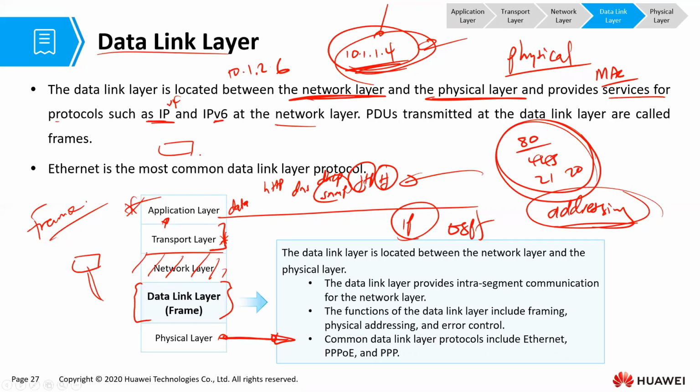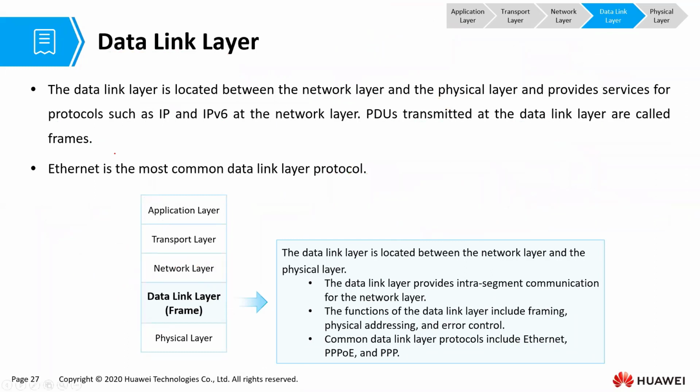Your workers provide work services to their bosses, and bosses provide services to their bosses. It goes like that. So the network layer provides services to the transport layer, and the data link layer provides services to the network layer. The protocol data units transmitted at the data link layer are called frames, which is no big deal really.